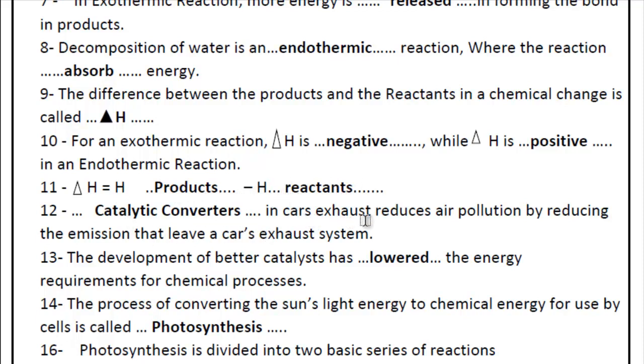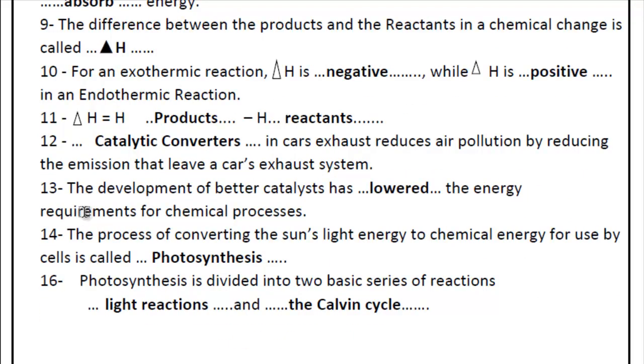A catalytic converter in a car exhaust reduces air pollution by reducing the emissions that leave the car exhaust system. Number 13, the development of better catalysts has lowered the energy required for chemical processes. So the catalyst lowers the energy required for the chemical process.